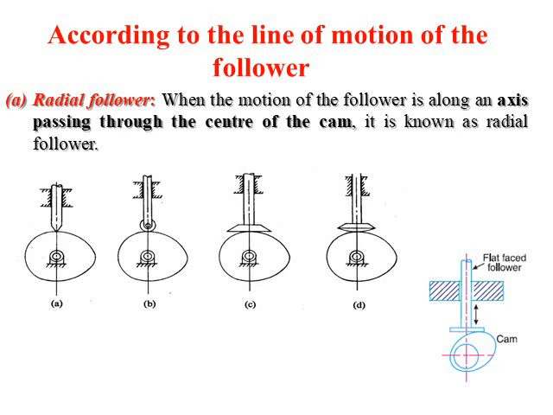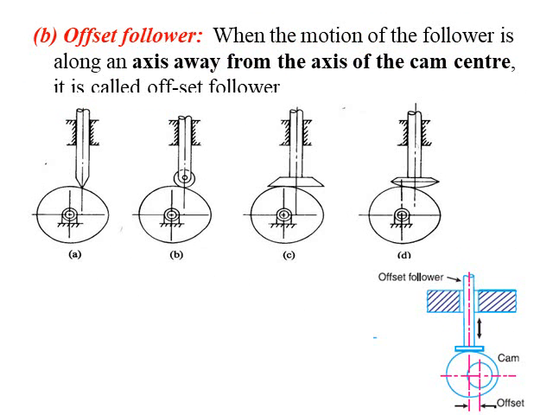As you can see in the sketches below, whether it is knife edge, roller, flat, or spherical, if the axis of the follower and the axis of the cam are the same, it's called a radial follower. Now, next we have the second type, that is the offset follower. When the motion of the follower is along an axis away from the axis of the cam center, it is called an offset follower. That means the axis of the follower and the axis of the cam are not lying in a straight line. It will be offset.